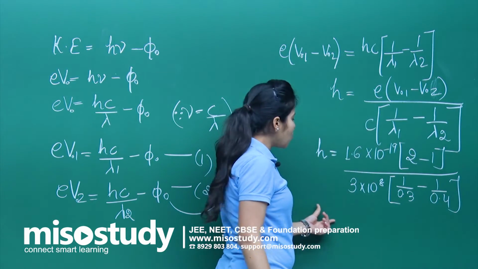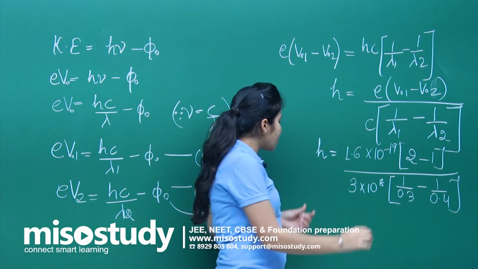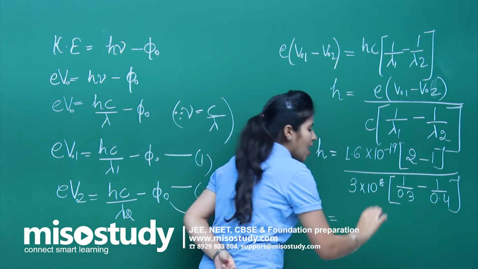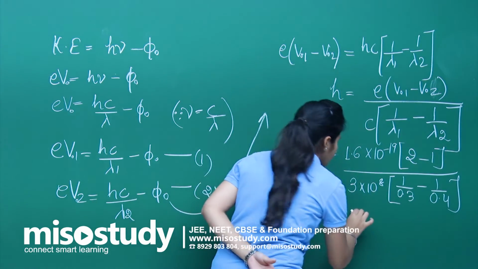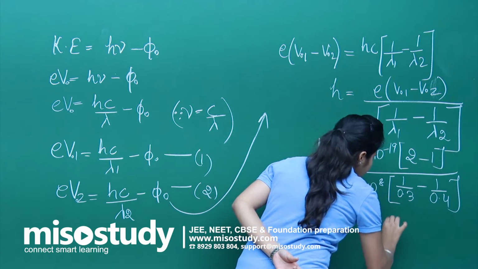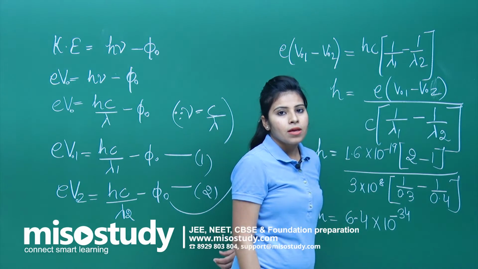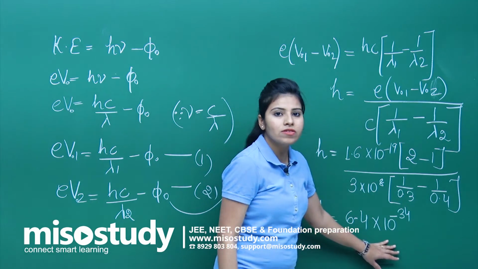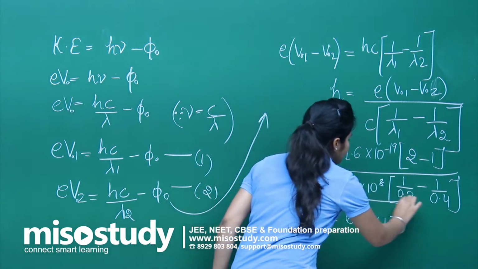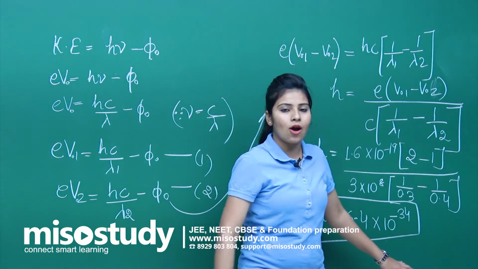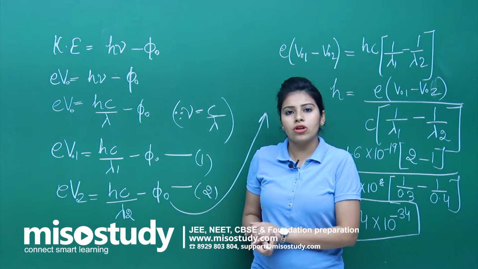Alright, now what you will see here, if you are going to solve it, you will be having your value into the range of 6.4 into 10 raised to the power minus 34. So we have found our answer in this range. Now let us see, is there any option in the question or not?